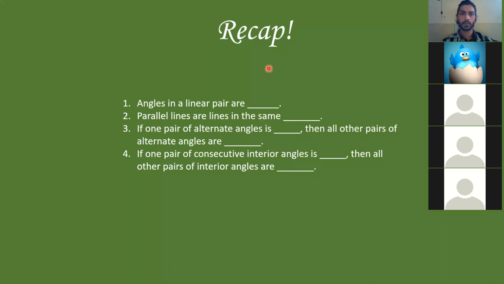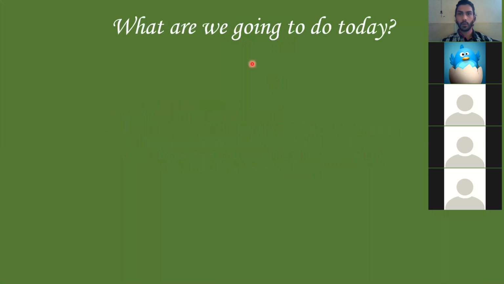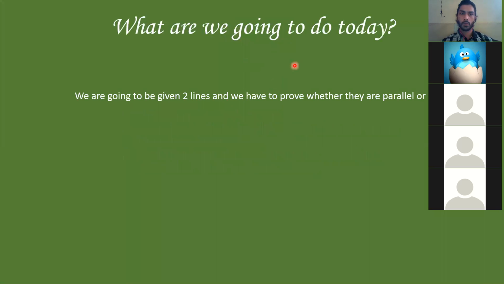Okay, folks. So this was a recap of the last lecture, and the morning's async packet before the lecture. Now I'm going to tell you what we are going to do today. We are going to be given two lines, and we have to prove whether they are parallel or not. Last time we knew the lines were parallel and we proved the properties. This time we have to do the reverse. We have been given two lines and you have to prove whether they are parallel or not.